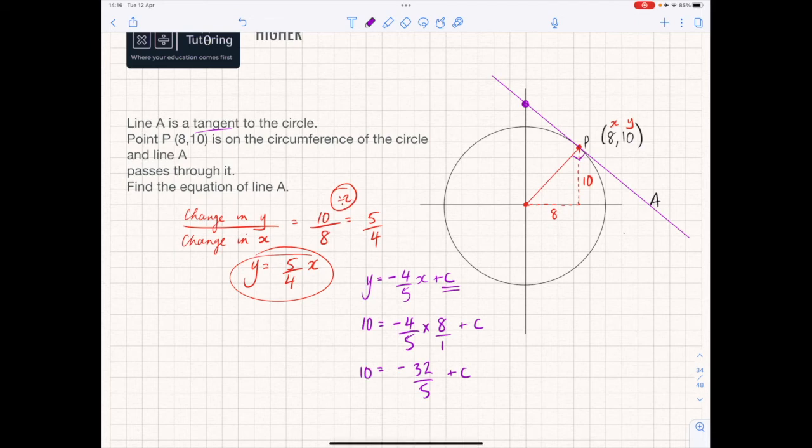From this point, you could start to turn this into a decimal if you wanted to. So you could write this as 10 is equal to, how many times does 5 go into 32?